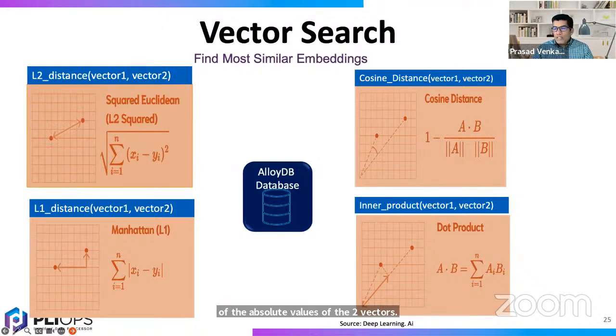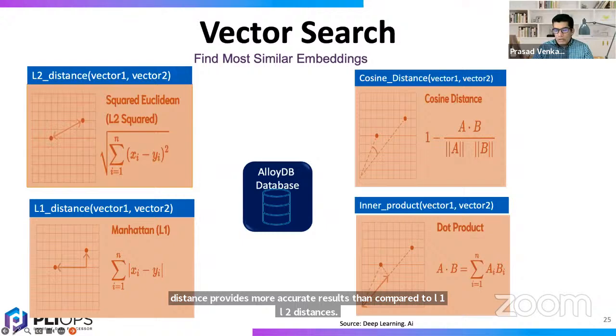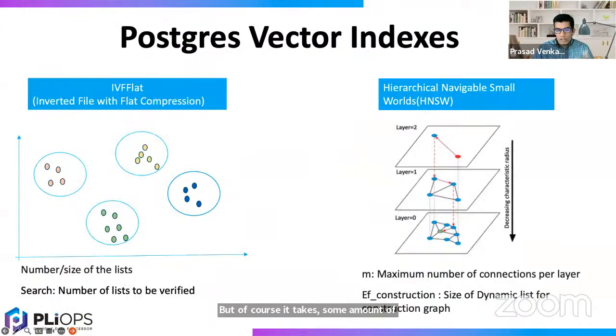And the third one is the cosine distance, which measures the angle between the two vectors. L1 and L2 measure the distance, whereas cosine distance provides the angle between them. If your data set is highly dimensional, as the dimensionality increases, the cosine distance provides more accurate results compared to L1 and L2 distances. But of course, it takes some amount of resources on the compute side.